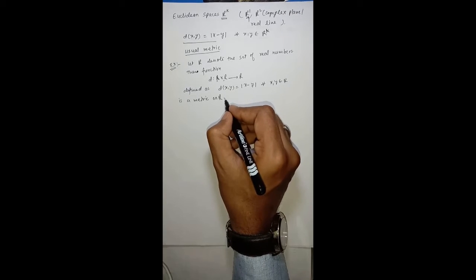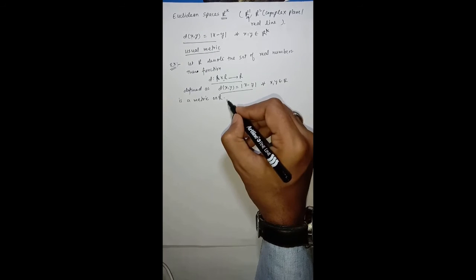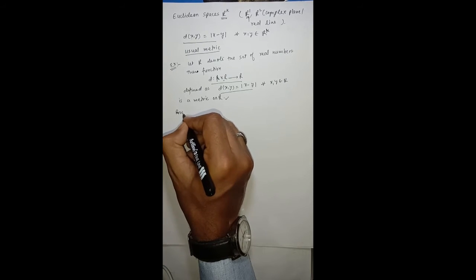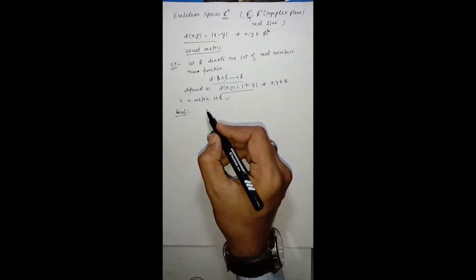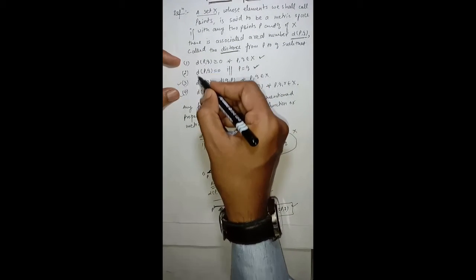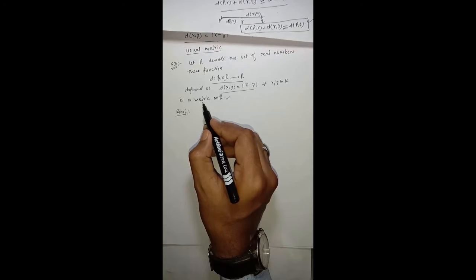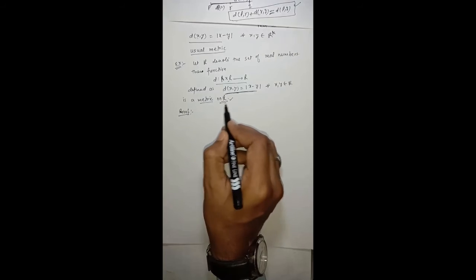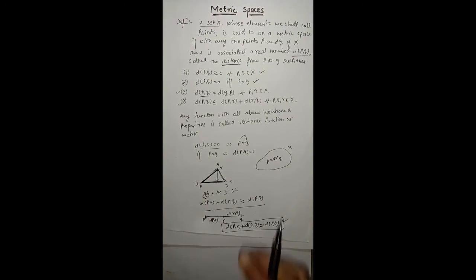Now we'll have to prove this given function is a metric on R. To prove this, we will have to satisfy all 4 properties. Then we can say that the usual metric, this function, is a metric on R if it satisfies all 4 properties. Now let's start.